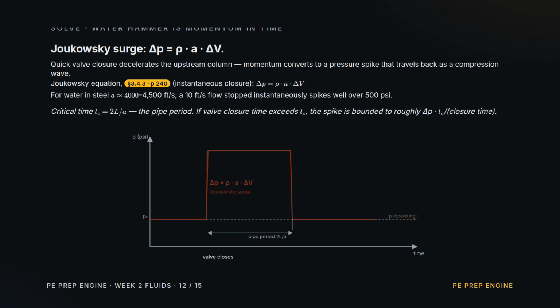Water hammer. The Joukowsky equation gives the rise. Delta P equals rho times wave speed A times the change in flow velocity. For water and steel, wave speed is around 4,000 feet per second. Stop a 10-foot per second flow instantaneously, and the spike is well over 500 psi, on top of the running pressure. The pipe period 2L over A is the decision point. Faster, full spike; slower, the reflected wave bounds the peak.